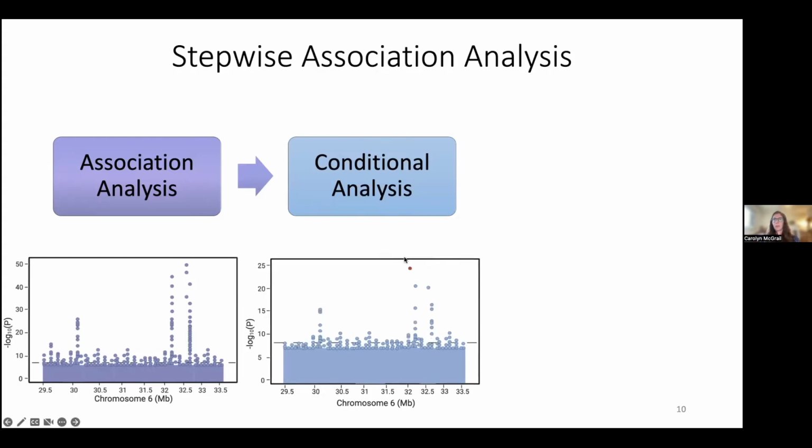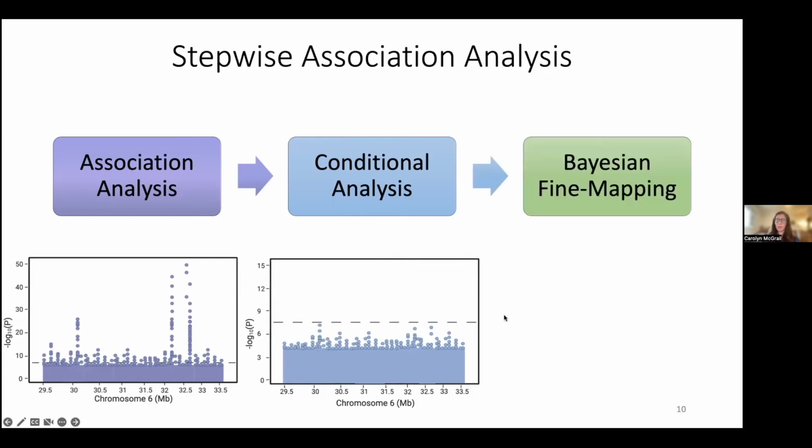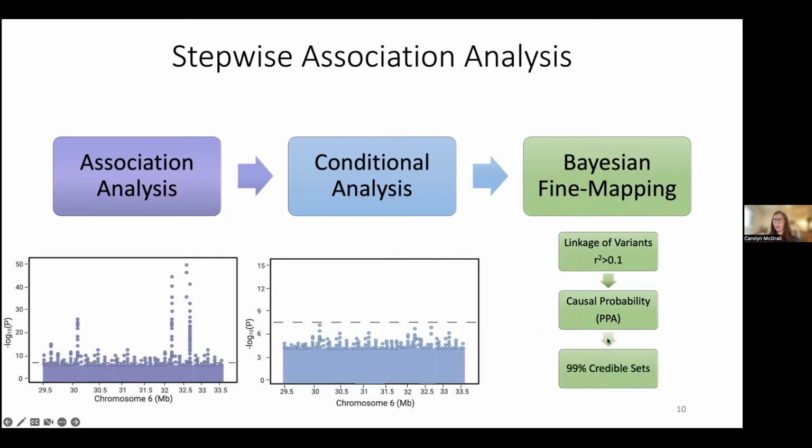And so we then can condition until no signal remains in the region, and then Bayesian fine map each of these signals to create causal sets, credible sets, looking at what is linked to each signal, and then calculating the causal probability based on the effect size and standard error of each variant, and then creating these credible sets that are likely to contain the causal variant for each signal.